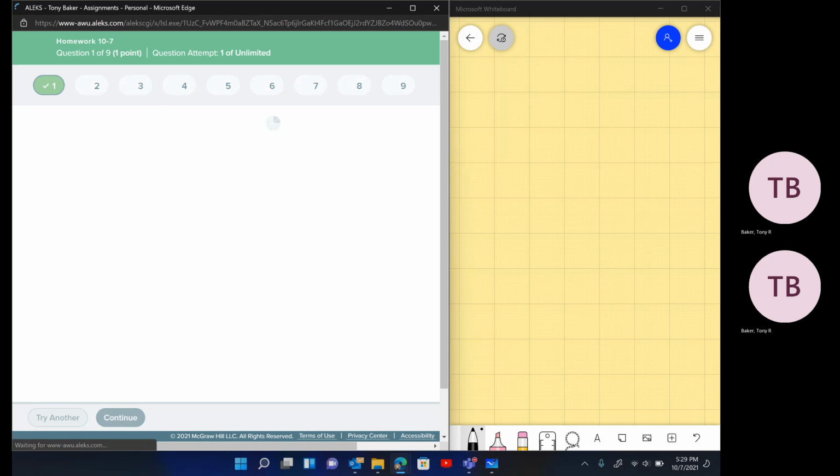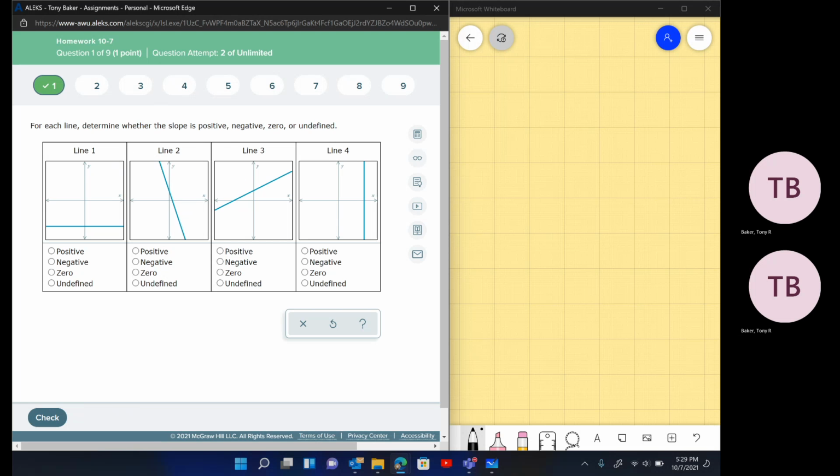Let's do one more of those real quick. Line 1 is going to be 0. Good. Line 2, negative. Line 3, and line 4, undefined. These both came up with one of every one, but I have seen it where there's not one of every one. So do not assume that there's going to be one of every one. Look at each one individually.